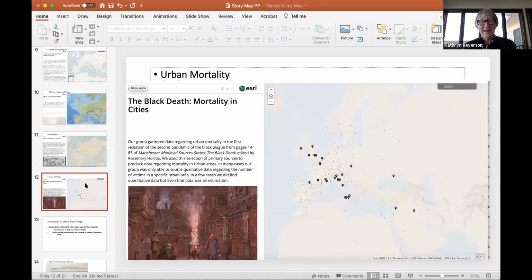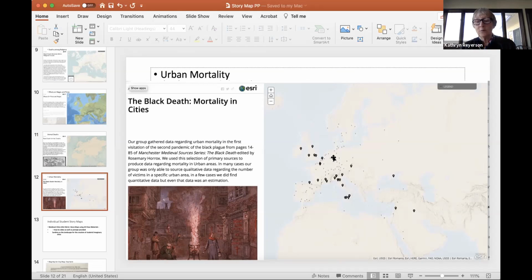Finally, we had a map in which 2 of the students, one in particular, just ran with the idea of this technology. The larger points here are sources of data for urban mortality, and they're quite diverse. But the student was very concerned with the empty spaces, so to speak, as she said, and wanted to be able to fill in some other information as well.